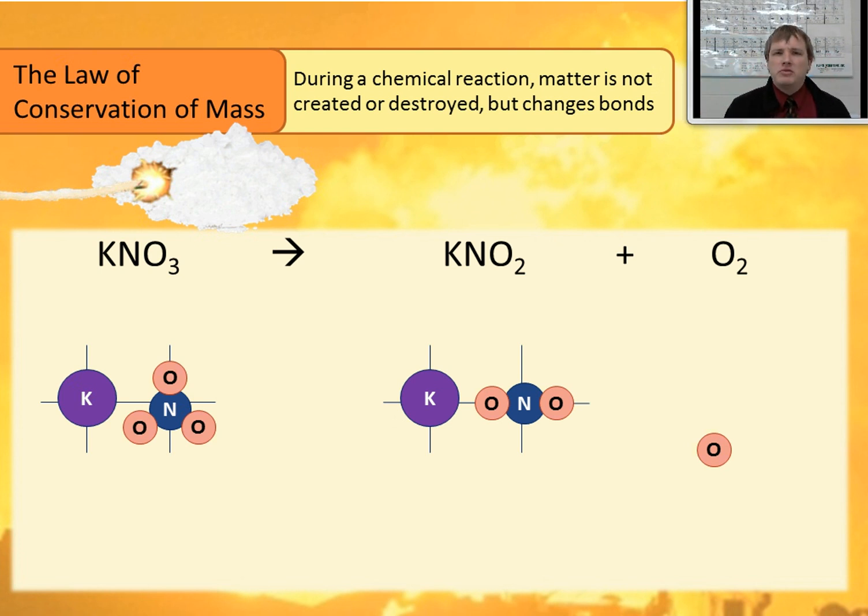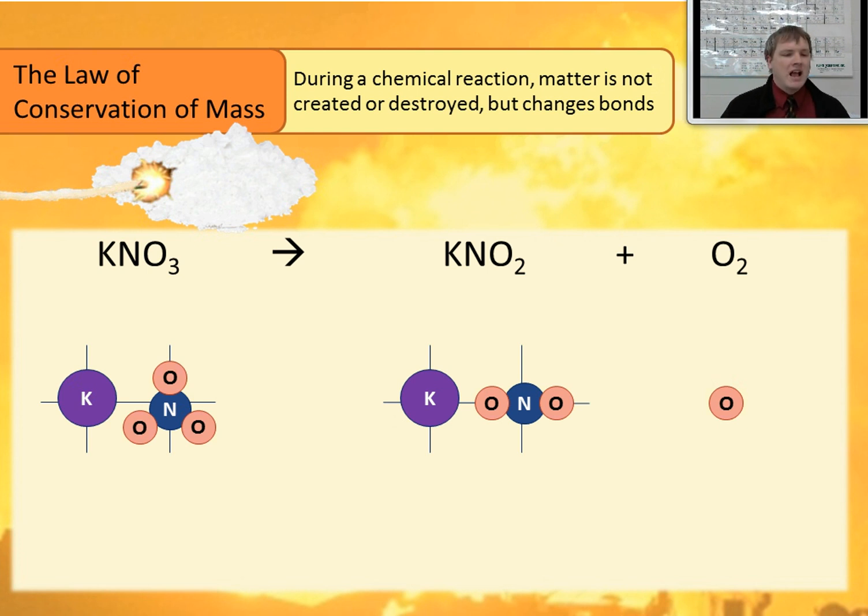And then I have to make O2, but hold the phone, I only have one oxygen. I can't make O2 with the pieces that I have here. So am I done? Not yet. I'm only done when I have the things that are stated in the chemical reaction equation. I'm only done when I have potassium nitrate on the left, on the reactant side, and potassium nitrite and oxygen molecules on the product side. So if I can't make a full oxygen molecule, I need to do something else to make this work.